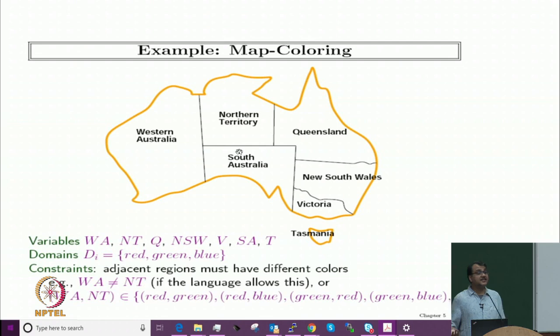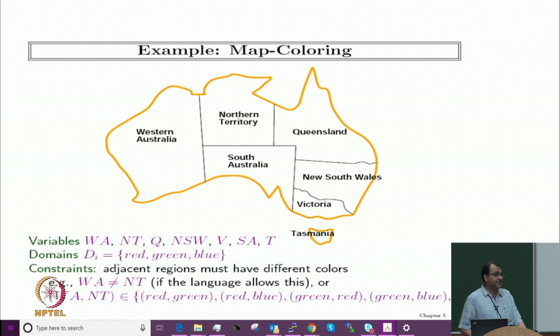And then what will be the constraint? The constraint would be that Western Australia cannot be equal to Northern Territory, Northern Territory cannot be equal to Queensland, New South Wales cannot be equal to Victoria, and so on. These are in this case inequality constraints which represent that 2 states which are adjoining to each other in the map cannot have the same value. Now, how do you represent this constraint is also interesting. You can represent this constraint with a simple inequality if the language allows it.